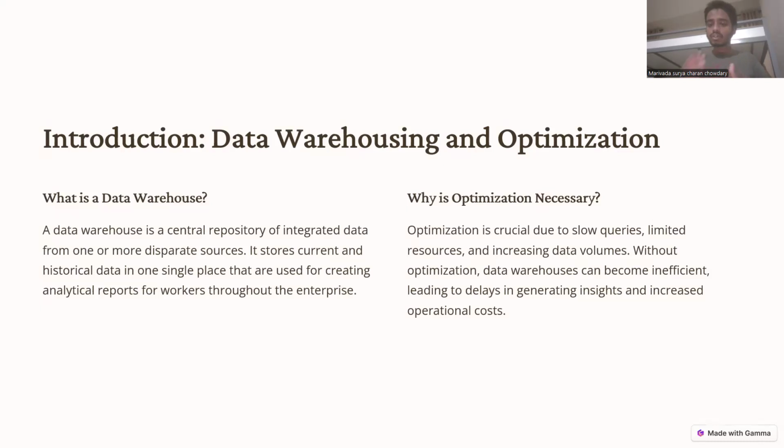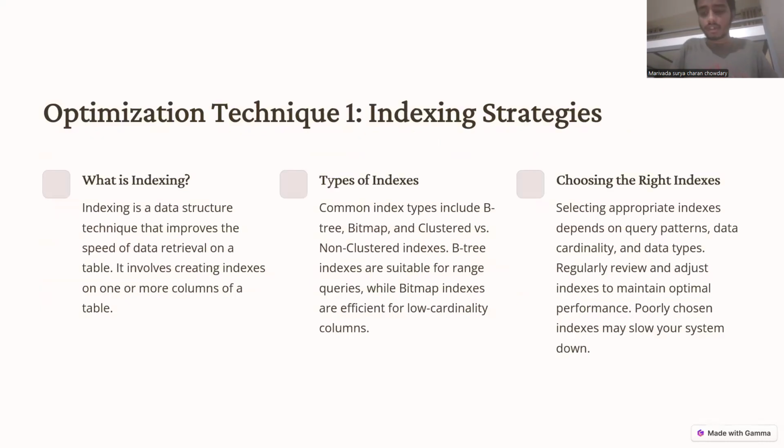Now, what is the use of optimization? Optimization is crucial due to slow queries, limited resources, and increasing data volumes. Without optimization, data warehouses can become inefficient. So optimization is very important in data warehousing. Now let us discuss some of the optimization techniques in data warehousing.